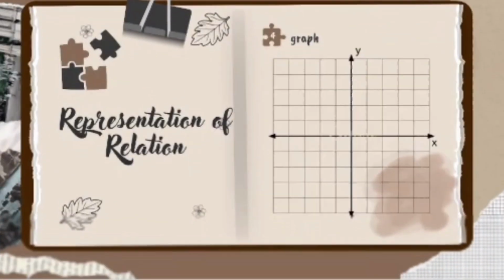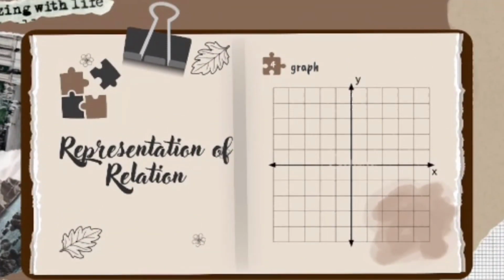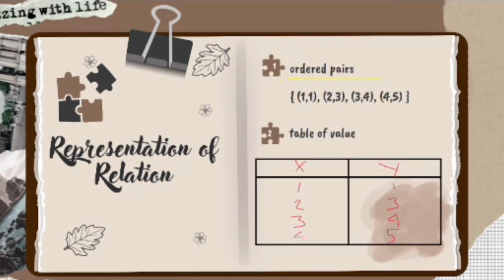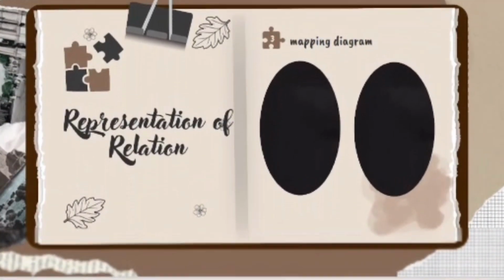For the last way to represent a relation, we use the graph, plotting points. Let's have (1, 1). For the second point, we have (2, 3). Next, the third point is (3, 4), and the fourth is (4, 5). So, this is how you represent a relation, guys. We have a set of ordered pairs, a table of values, a mapping diagram, and lastly the graph.